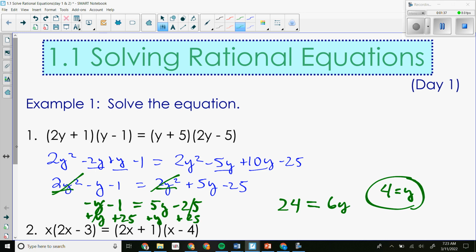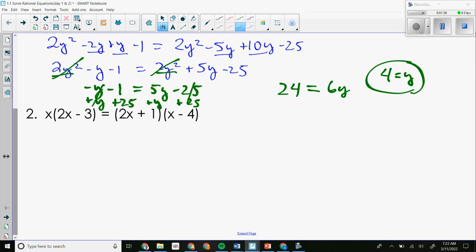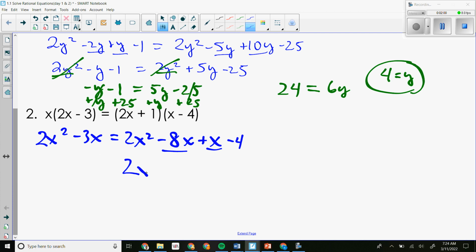All right, number 2 says x times the quantity 2x minus 3. And so I need to distribute that in to get 2x squared minus 3x. And then again, FOIL this other side. So give me 2x squared, let's see, minus 8x plus x minus 4. I can combine those to give me 2x squared minus 7x minus 4.